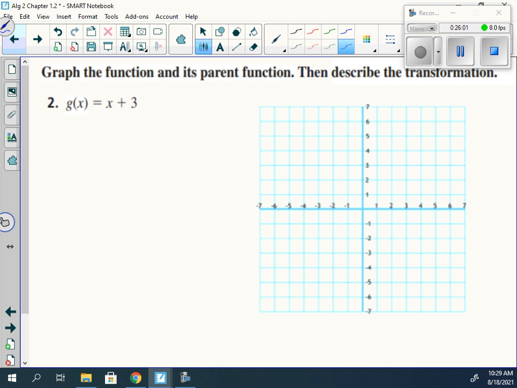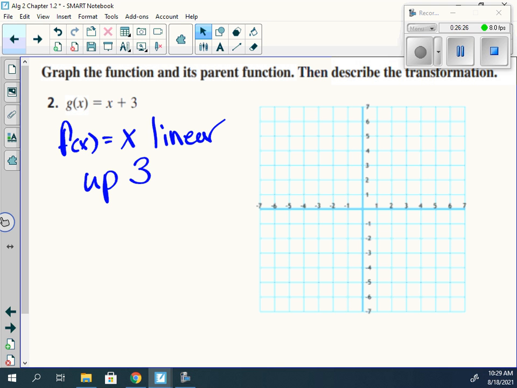So what would this be here? Parent function is x, which is linear, yes? And what did it do? So we had up 3. It went up 3. We added 3 to the outside, so it's moving it up 3. Any questions on this here?